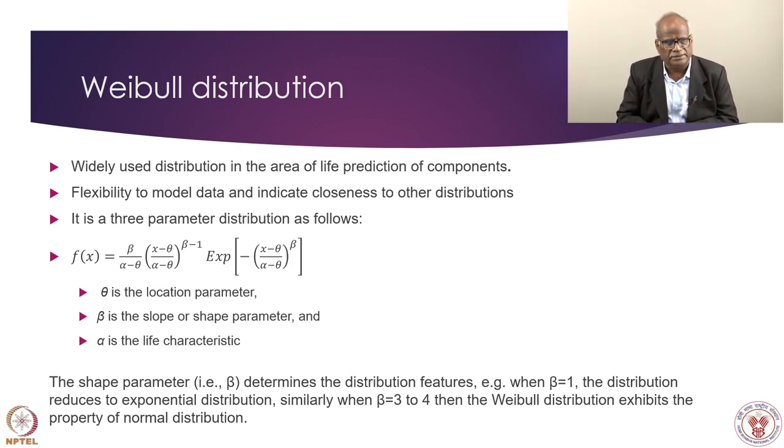Now third is the Weibull distribution. The Weibull distribution is, I would say, in the race of universal distributions. Why am I telling you universal distribution? Because the beta value of this distribution is a very, very important parameter, called the slope parameter or shape parameter. The beta value tells whether the data is following an exponential distribution or a normal distribution. So this one distribution itself will give you an idea if you plot on a Weibull graph and estimate the beta, which is nothing but the slope of the line.